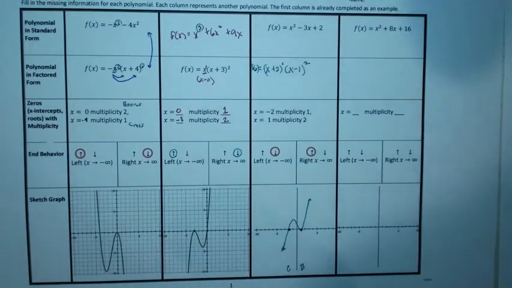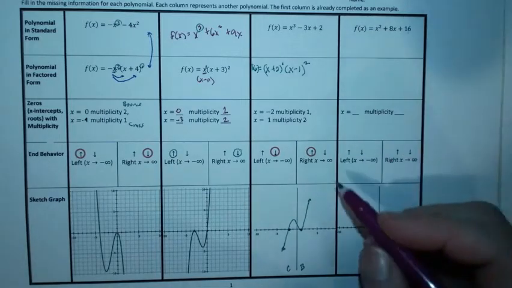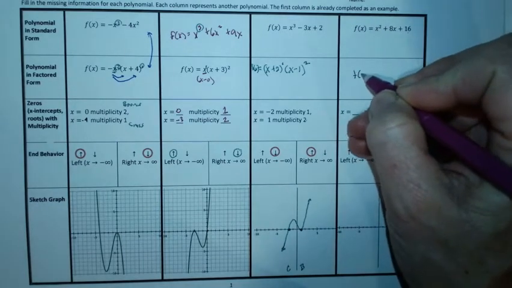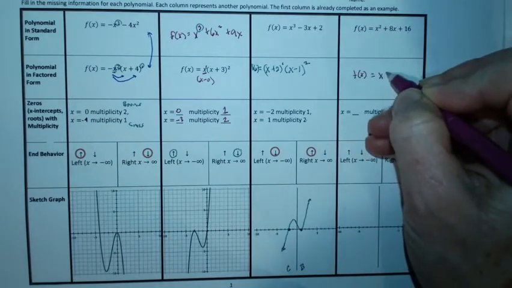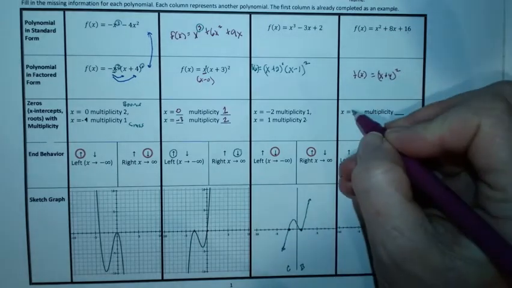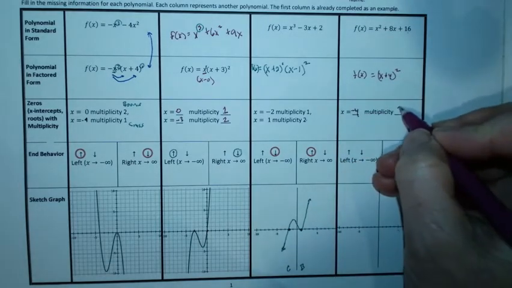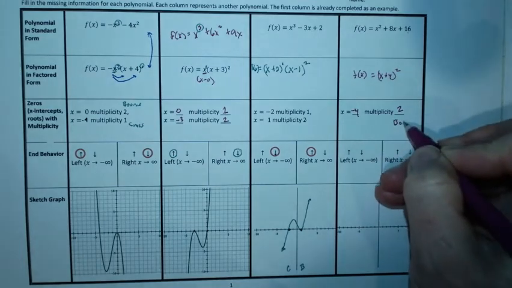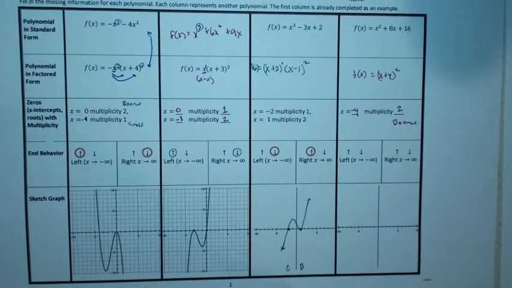Okay, let's look at this last one here. So factors of 16 that add up to 8. I can just factor that right from that. It's going to be x plus 4 squared. Okay, so I just have one 0 here at -4, and it has a multiplicity of 2, so it bounces. Right, it has a bounce.